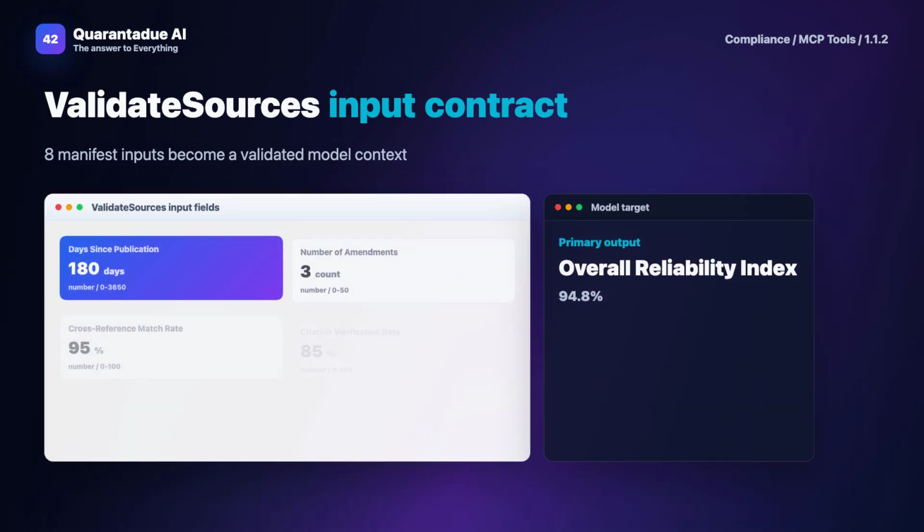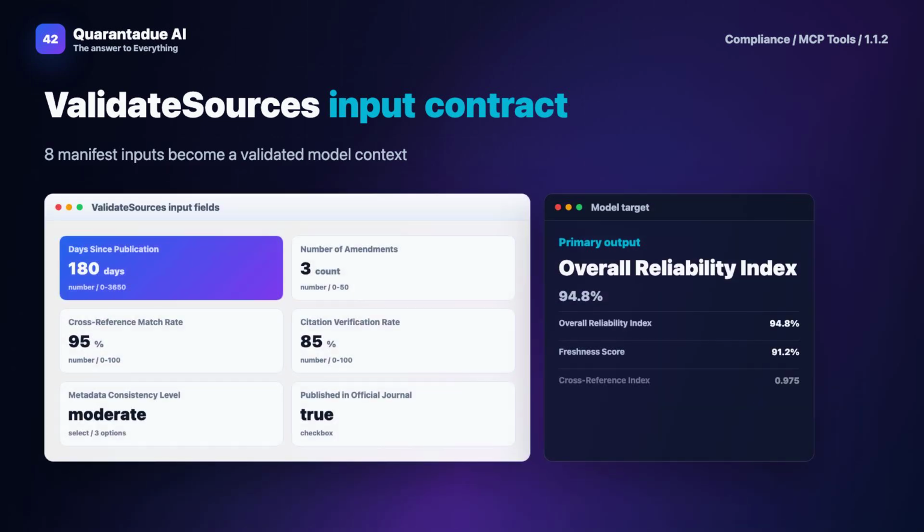The workflow then calculates the temporal relevance score based on days since publication and number of amendments, with higher scores for more recent sources and fewer amendments. Calculate the cross-reference integrity index by combining the percentage of cross-references verified and citations traceable, with higher values indicating stronger verification.